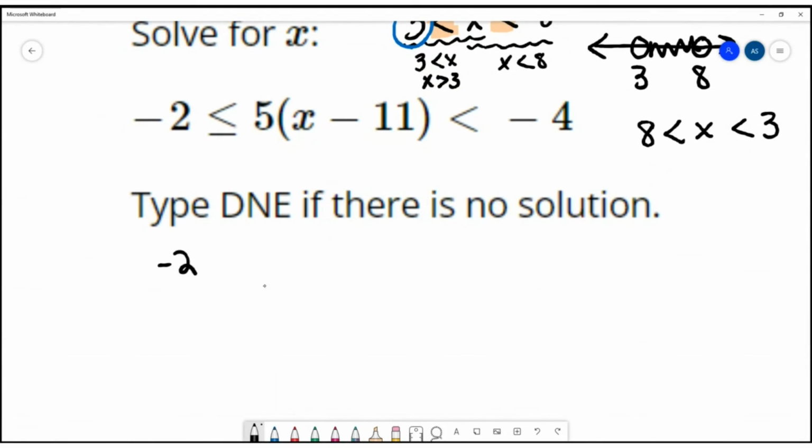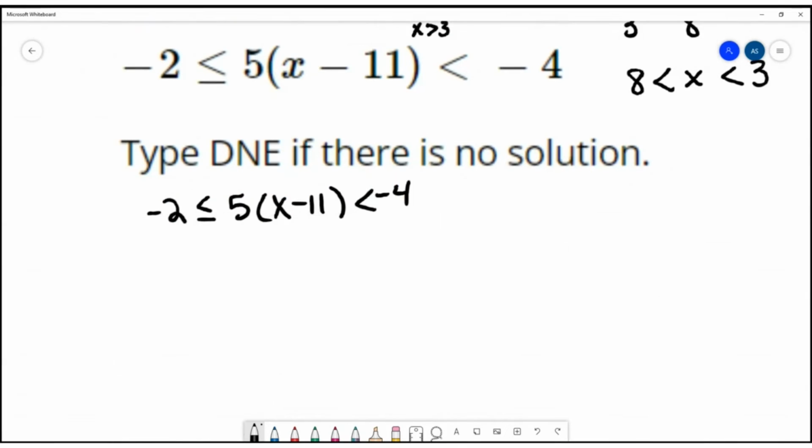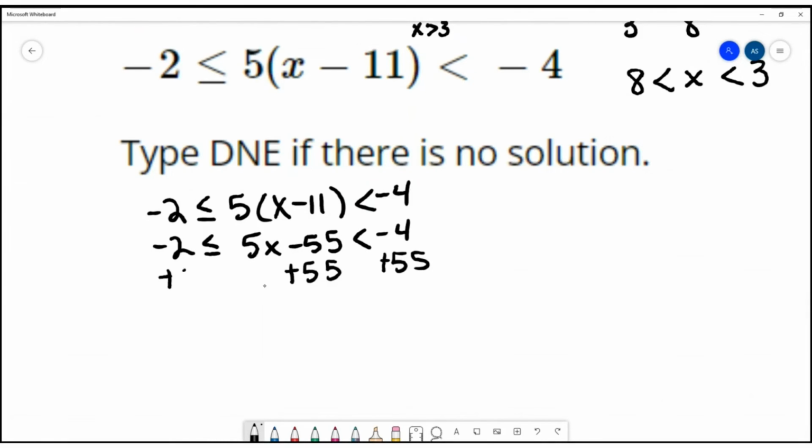You would get -2 is less than or equal to 5 times x minus 11 is less than -4. We would distribute the 5 inside. That would be 5x minus 55. And now we would get x by itself. So we would add 55 to each part. That gives 53 is less than or equal to 5x is less than 51.